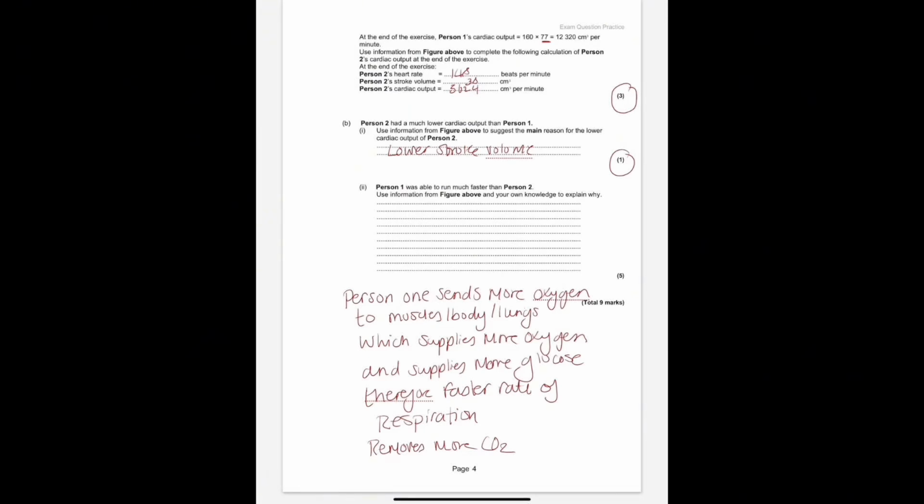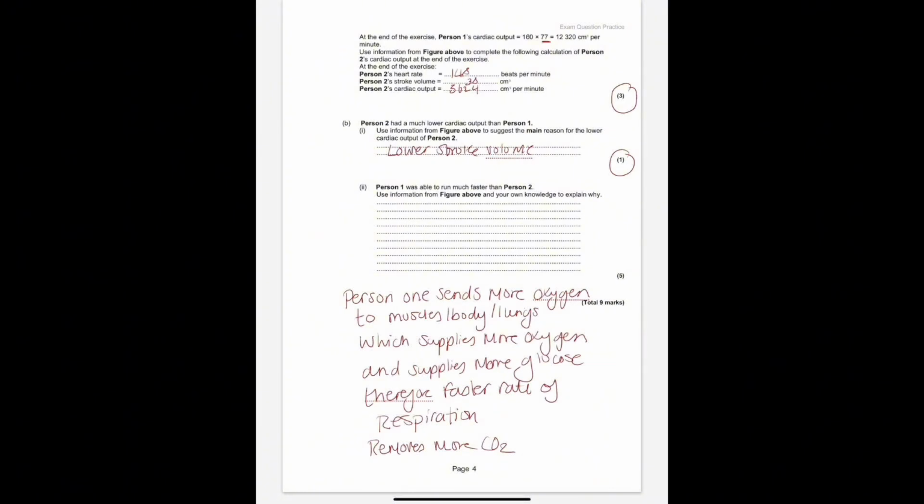So person 1 sends more oxygen to the muscle, to the body, to the lungs. Okay, that will be one of the reasons, which supplies more oxygen. And obviously, when we are supplying more oxygen, we're going to get more glucose. Because remember, oxygen is used for respiration. We need oxygen in respiration. And then obviously that will supply more glucose. Therefore, a faster rate of respiration occurs, and then we remove more carbon dioxide from the body. And that is going to get you a full-on 5 marks, okay?